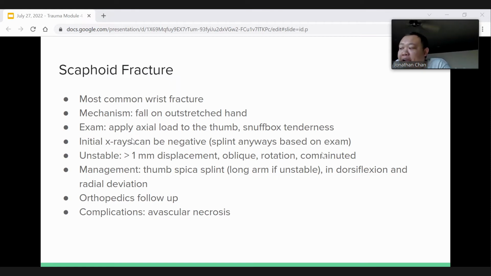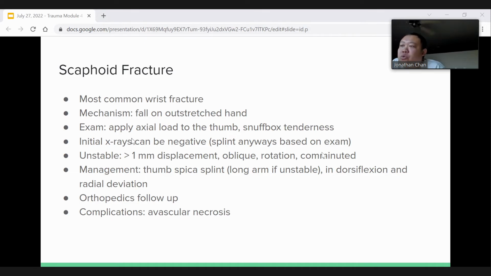If a patient has anatomic snuffbox tenderness or tenderness to the thumb when you apply axial load, at least in our practice in the US, we tend to just apply a thumb spica splint anyway, because these fractures are so hard to see. If they're unstable, with greater than 1 millimeter displacement, or any oblique fracture, rotation, or comminuted fracture, those are unstable and they should definitely see orthopedics right away.